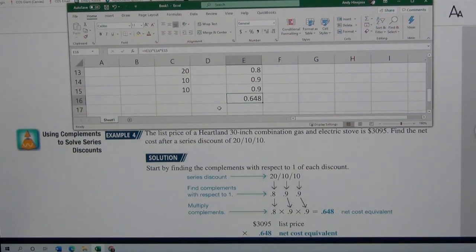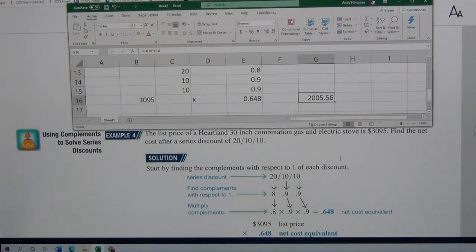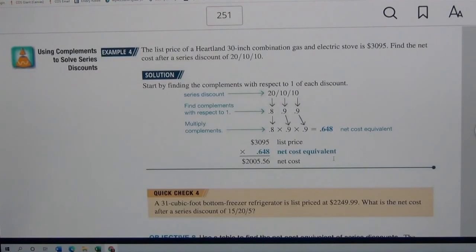So now we have the number that we can use to multiply against the original price. So we'll take that $3,095, and then we'll multiply it by 0.648. So that's going to be a multiplication problem, right? So 3095 multiplied by 0.648 is 2,556. So with the discount terms of 20, 10, 10, we're going to end up paying the price of 2,556. Let's see if we got that right. 2,556.